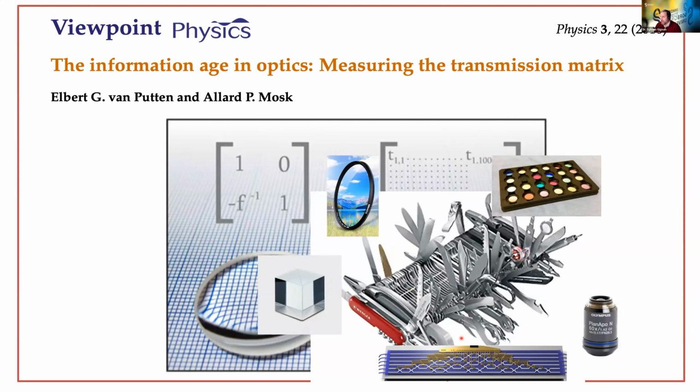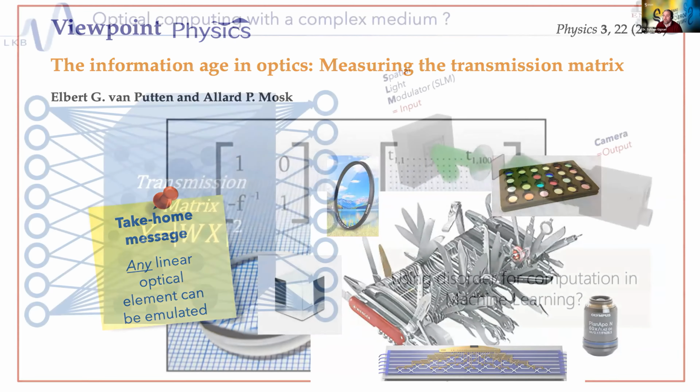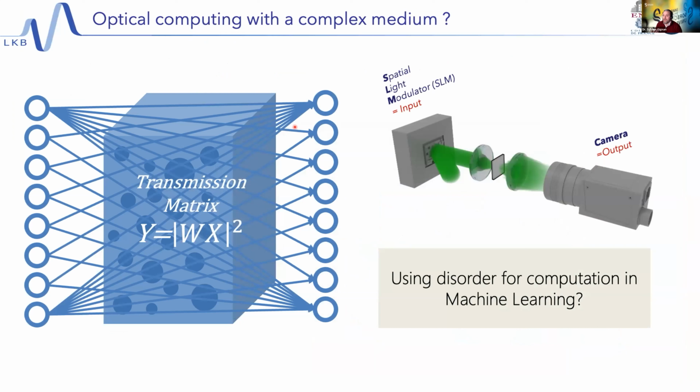And I will just show a glimpse of one example we did on this. So the key take-home message is that if you have a complex medium, it's just a very complicated linear element. And if you know its transmission matrix, you can emulate any of these elements or combination thereof. So what I want to discuss today in my talk is what we've been doing since, which was really to think of this optical system as something that computes, okay?